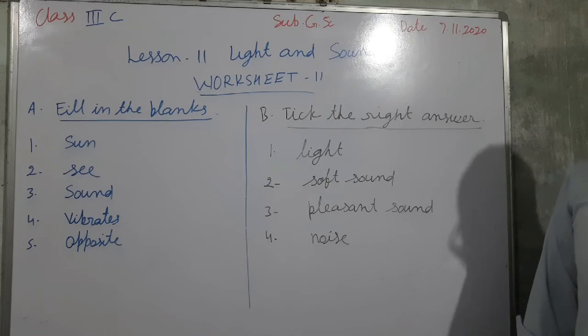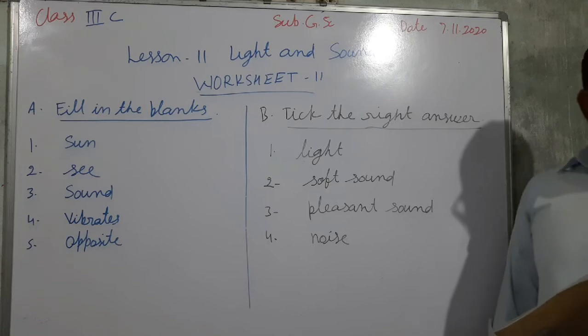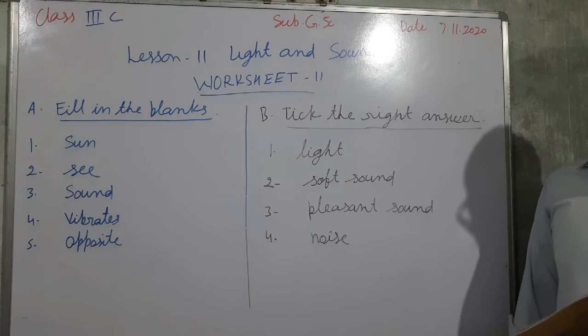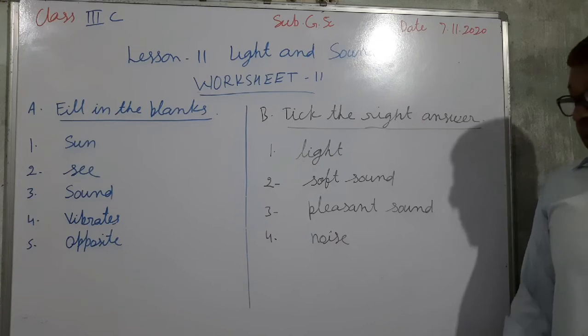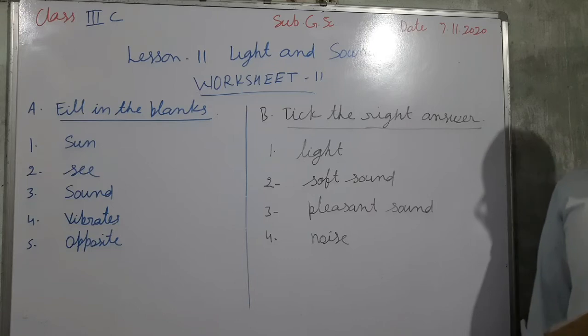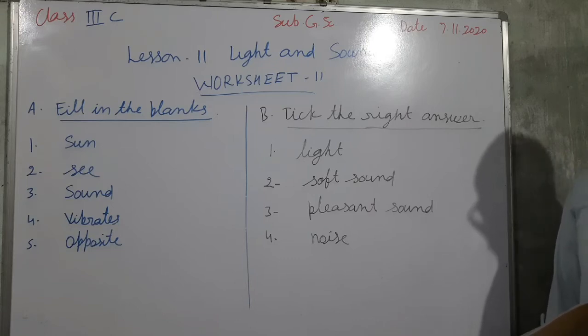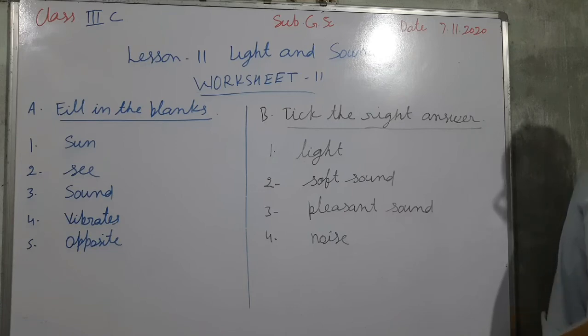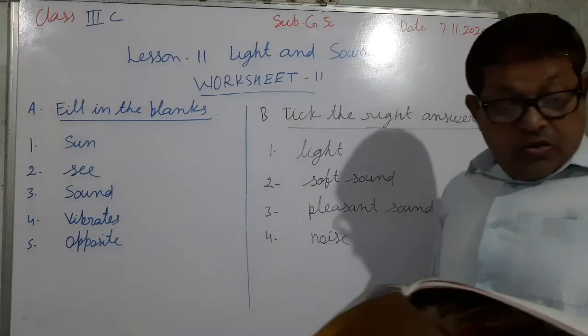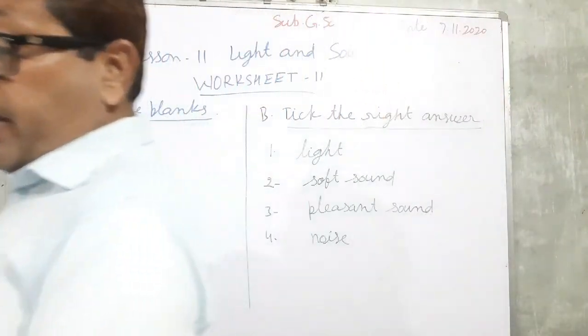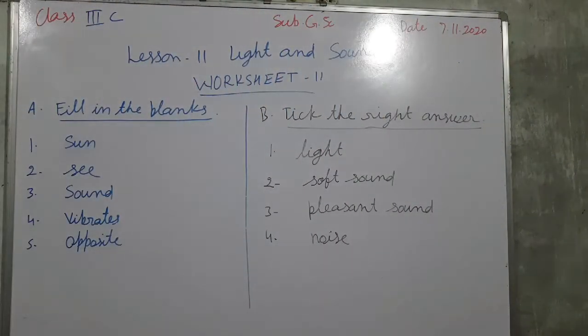Now third, chirping of bird is a, three options given: unpleasant sound, hard sound, and a pleasant sound. What will be the correct option? That is a pleasant sound. And fourth you see, it may make a person hard of hearing. Three options are given: soft sound, noise, and a pleasant sound. So here noise will be the correct option. So this is A and B.